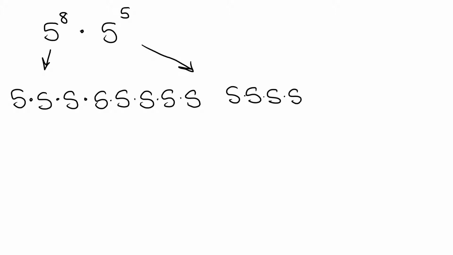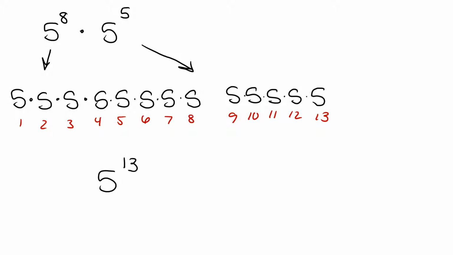For problem number 3, we're going to do 5 to the 8th power times 5 to the 5th power. Breaking it down, we're going to do 5 8 times. And then for the second part, we're going to do 5 5 times. We count them up: 1, 2, 3, 4, 5, 6, 7, 8, 9, 10, 11, 12, 13. Keeping the base number, we get 5 to the 13th power.